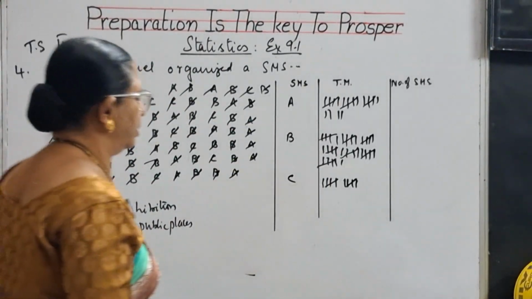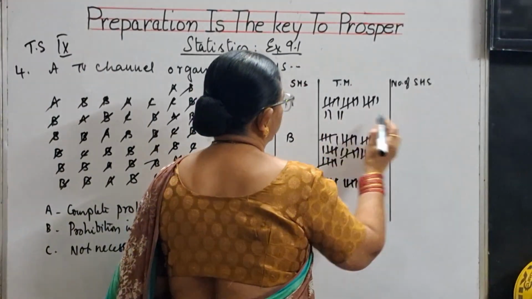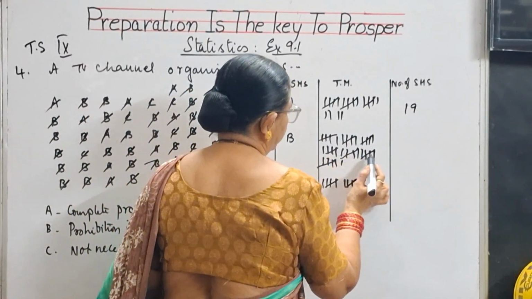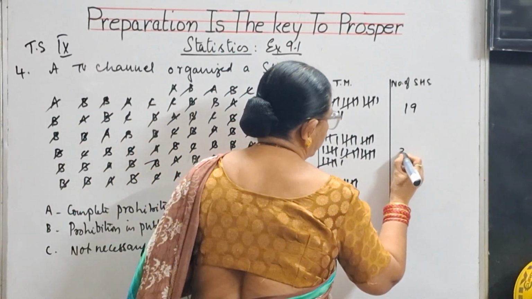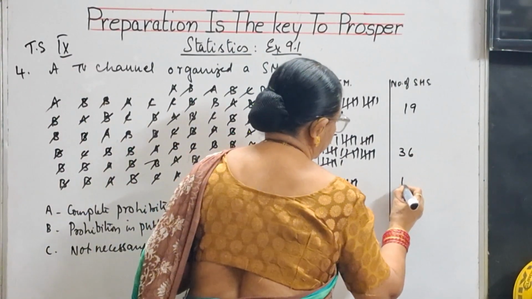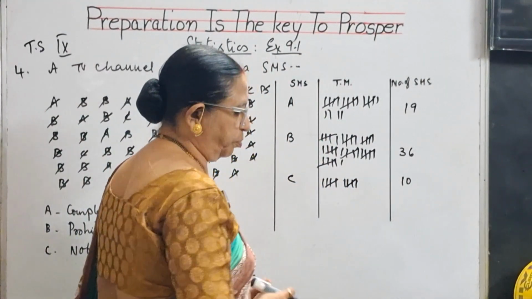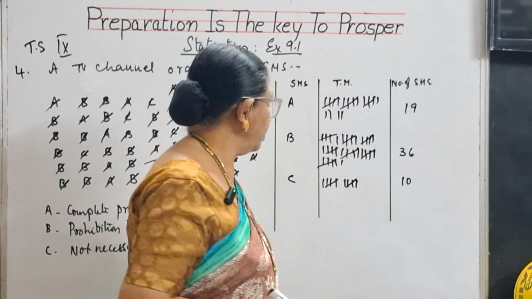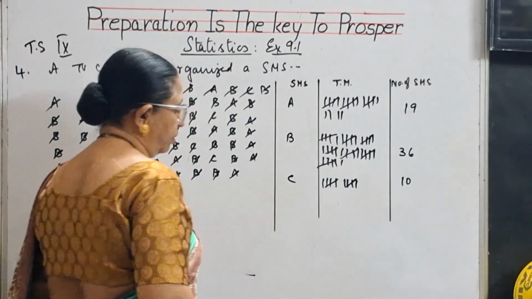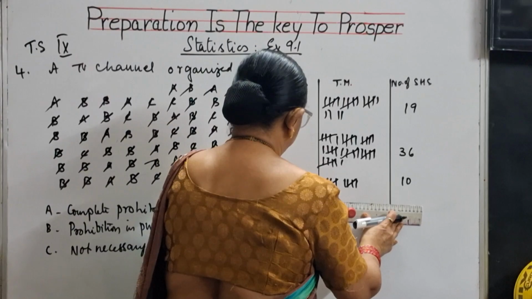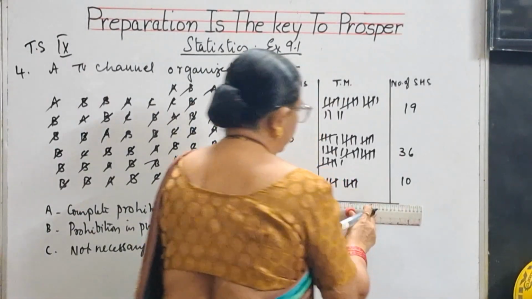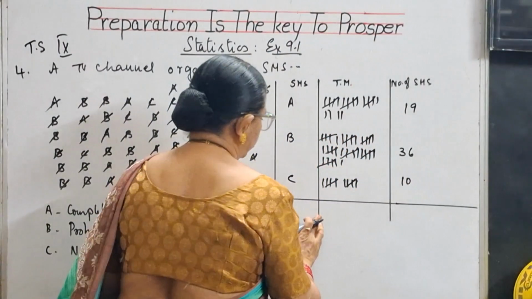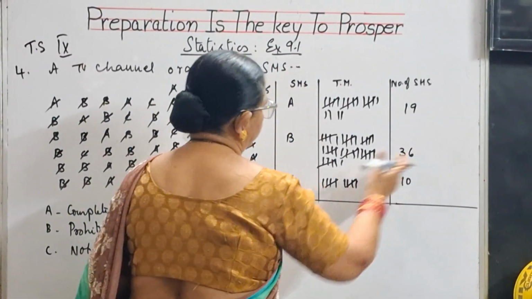Now let us count how many are there. A, how many? 5, 5, 5, 15, 4, 19. Number of SMS of A type is 19. For B: 1, 2, 3, 4, 5, 6, 7. 7 fives are 35 plus 1, 36. And C is 10. Now the question here is to represent the data as a grouped frequency table. How many appropriate answers were received? The table will let you know, children. We have received A 19, B 36 and C 10. That answer you will be getting in the table itself.